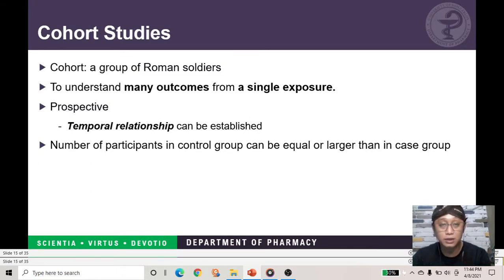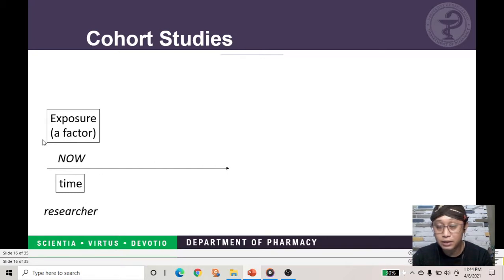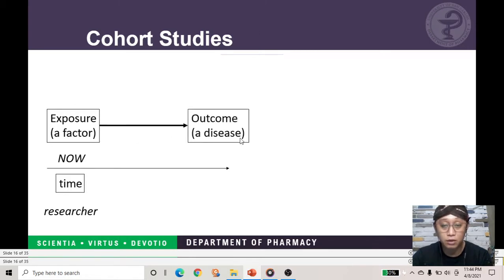The number of participants in the control group should always be equal or larger than the participants in the case group or the exposure group. So diagrammatically, the arrow here represents time, and the researcher is at the present time. The researcher is with the exposure as well as without the exposure, and then we will observe the outcome.